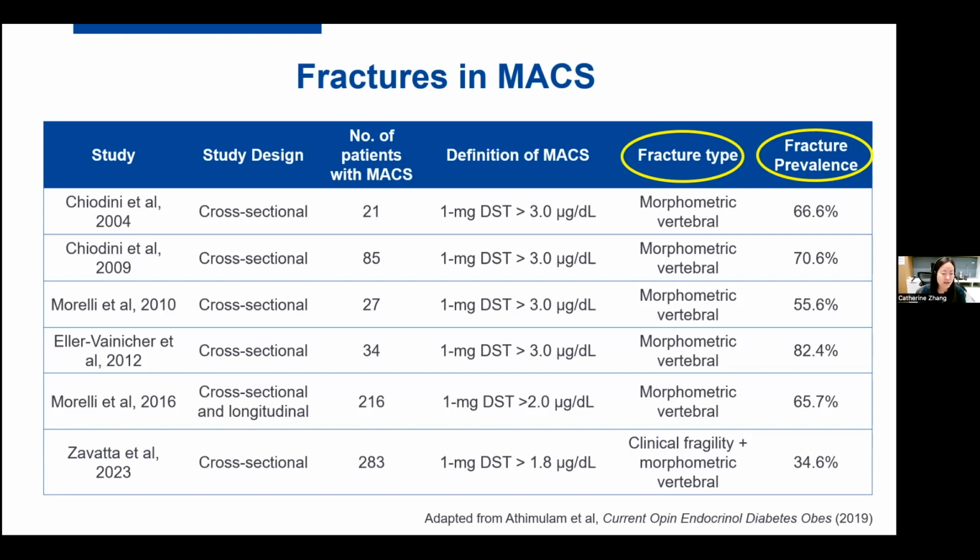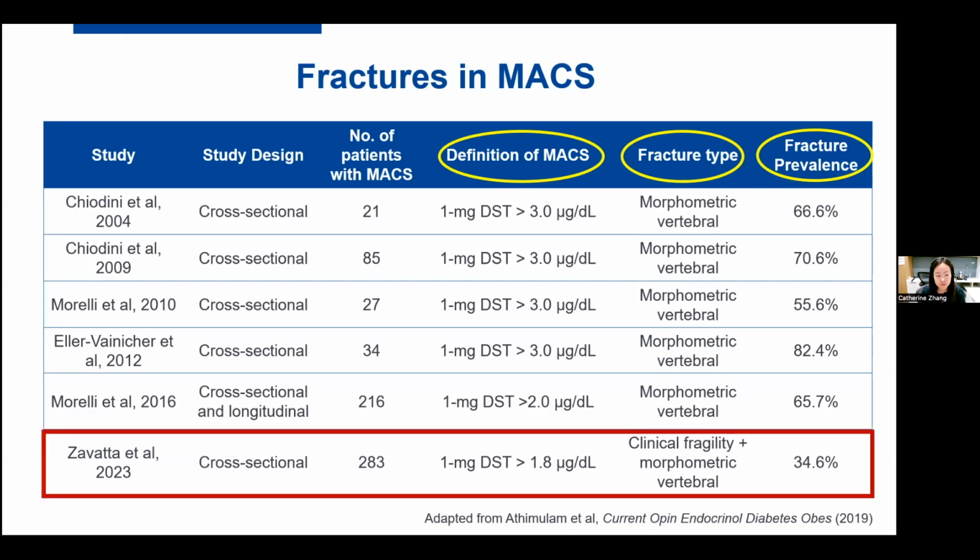I think part of this may be that the definition of MACS, like we talked about, has not been consistent over the years. The earlier studies used the DST cutoff of 3, and this likely represented a group of patients with more severe cortisol excess than is defined by the current guidelines. This last study here was just published earlier this year. It was a fairly large group of patients, and for the definition of MACS, they did use the current DST cutoff. And for fracture type, they examined both clinical fragility fractures in addition to morphometric vertebral fractures.